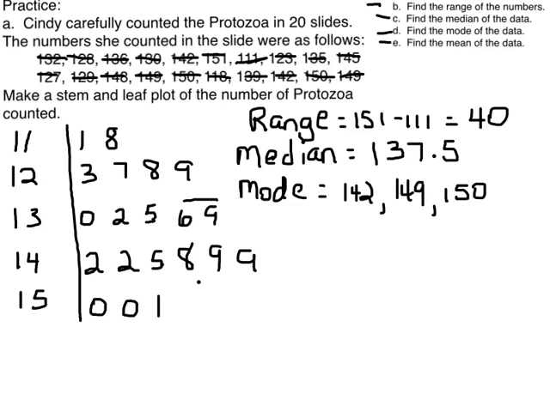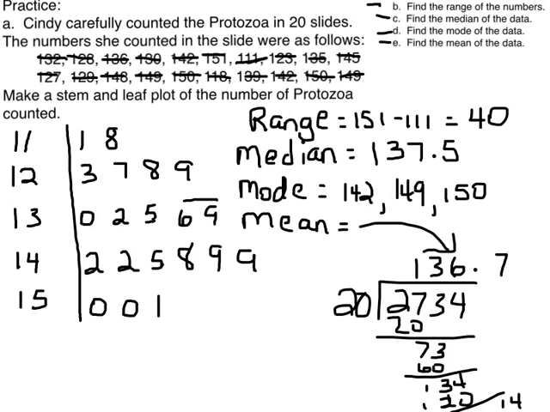All right, and then the mean is the average. So we're going to add all of these up. I want you to go ahead and do it on your calculator. I'll take a minute and do it, and then we'll come back together here. Okay, so once you've added them all together, you get 2,734. You divide by 20, which is the number of numbers you have, and your average is 136.7. So you can see it's right here in the median range. Okay?